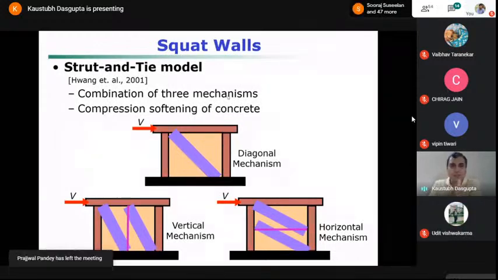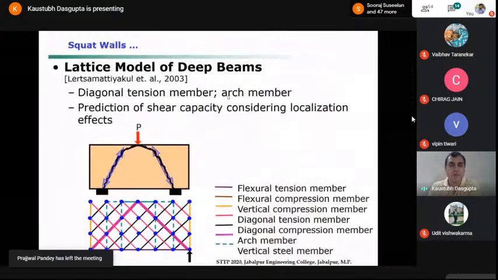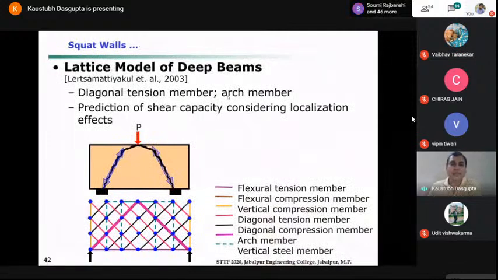This is one variation of this model for squat walls. This actually came up from the deep beam. In deep beam, what happens? Whenever you apply a force, again the same concept, the span of the beam is too small as compared to the depth to ensure the shallow beam action or the flexural action. So the load transfer from the point of application to the supports is through direct compression paths known as struts.